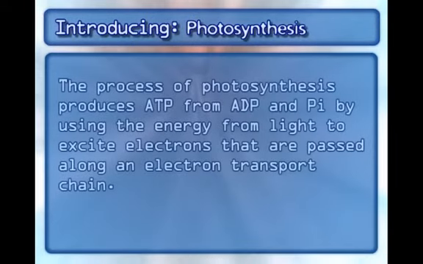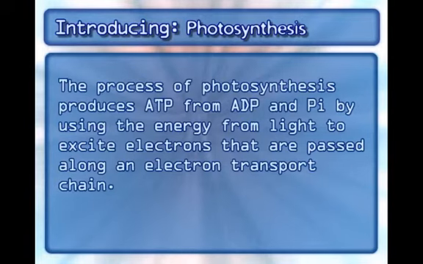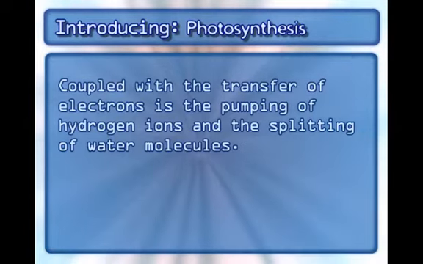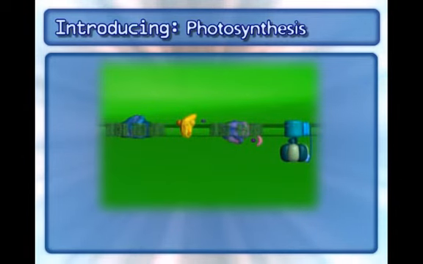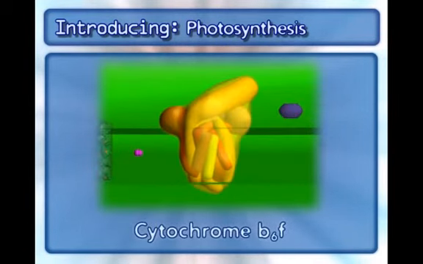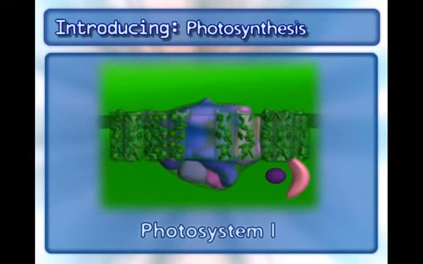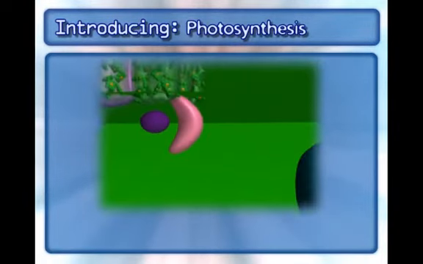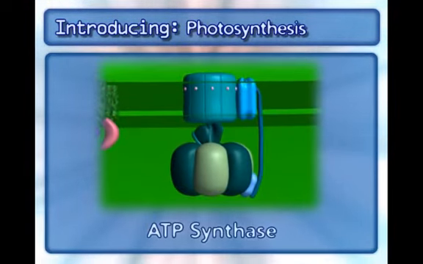The process of photosynthesis produces ATP from ADP and Pi by using the energy from light to excite electrons that are passed along an electron transport chain. Coupled with the transfer of electrons is the pumping of hydrogen ions and the splitting of water molecules. The following complexes are found in the photosynthesis electron transport chain: Photosystem 2, cytochrome b6f, Photosystem 1, ferredoxin NADP reductase, and the complex that makes ATP, ATP synthase.